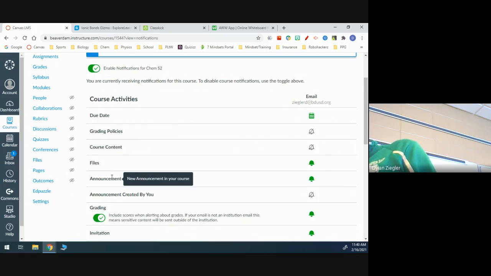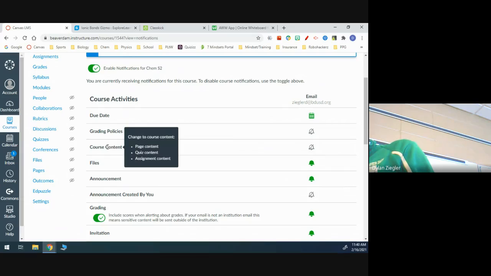Course content, I don't think needs to be on. So that's for when I post things, to let you know that I posted them, which I do every Sunday. So if you want to get an email every Monday morning or whatever, you could do that. Or I think if I change something, like if I misspell a word and I change it, you can get an email for it if you want.